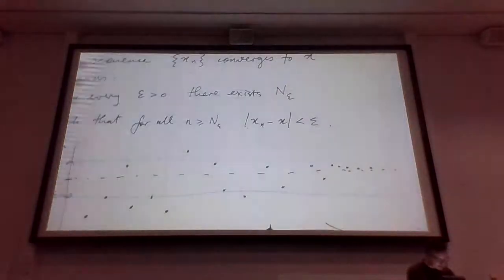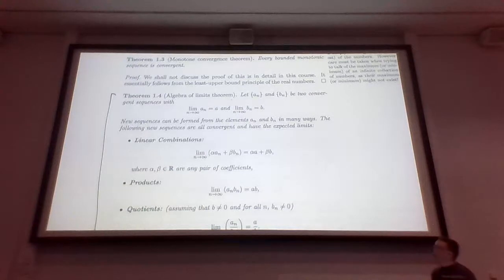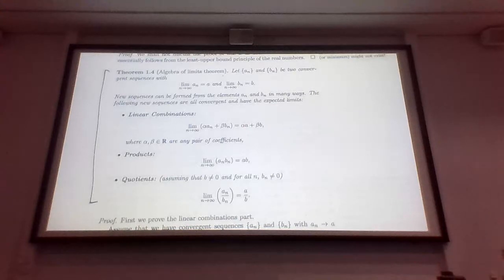So our main task, what's on our agenda at the moment, is this theorem 1.4. It's called the algebra of limits. And this proves all the properties that were being used in that example. We're going to prove these using the formal definition of convergence. The reason we need the formal definition of convergence is because it gives us the tools and the ability to speak precisely about convergence, which will allow us to prove it.